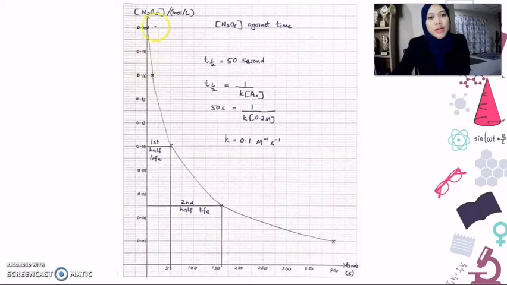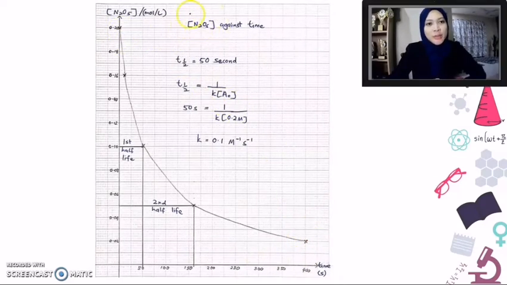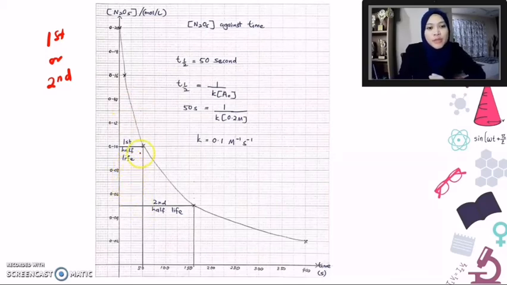Okay, this is the one that I get. On our y-axis is our concentration and the x-axis is time. So look at here. When I plot graph concentration against time, I get a curve. So it shows that this order might be first or second order. How do I know it is first or second order? Look at our half-life. We will look at our first T half and second T half.